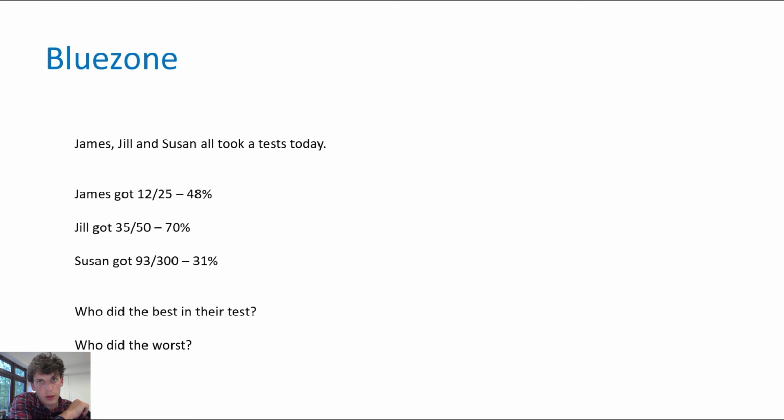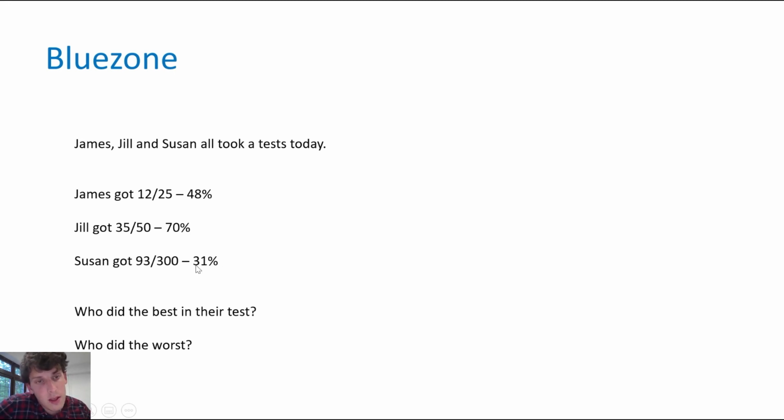Welcome to your answers. So James got 12 out of 25, which is 48%. What I've done for all of these is I've converted them into percentages, out of 100, because when they're all out of 100, it's much easier to compare them. So 12 out of 25 as a percentage is 48%. 35 out of 50 as a percentage is 70%. That's what Jill got. And Susan got 93 out of 300, which is 31%.